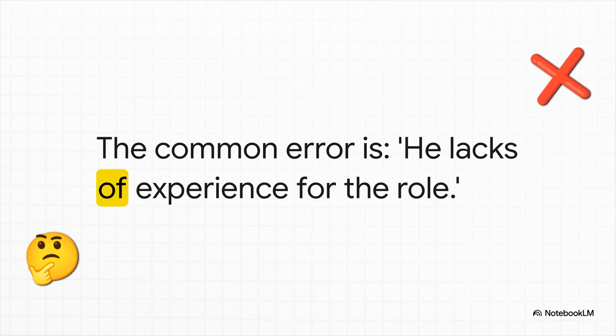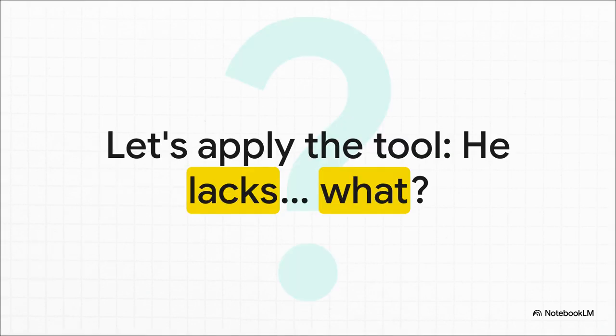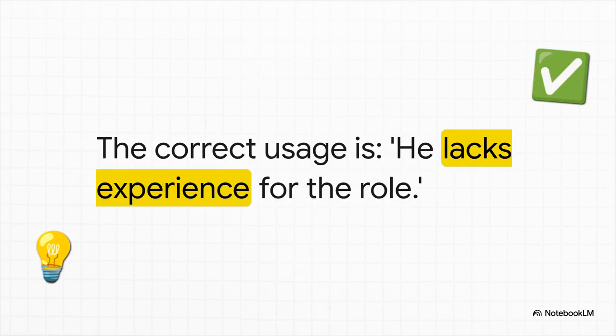Let's figure out why. Okay, let's run the test. The verb is lacks, so we ask the question, he lacks what? And the answer is right there in the sentence, isn't it? He lacks experience. And boom, there's our proof. Because experience directly answers our what question, the verb lacks connects straight to it. No of is needed. He lacks experience. See how clean and direct that sounds?